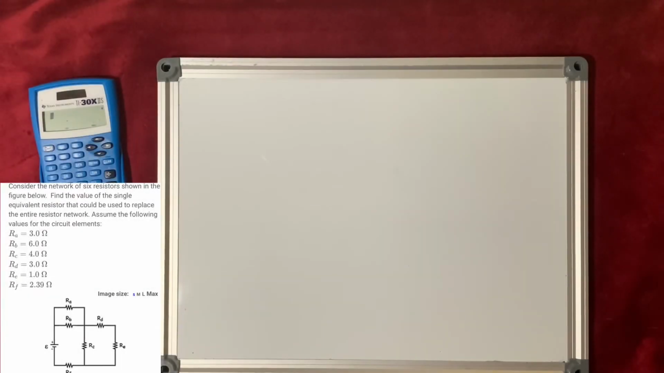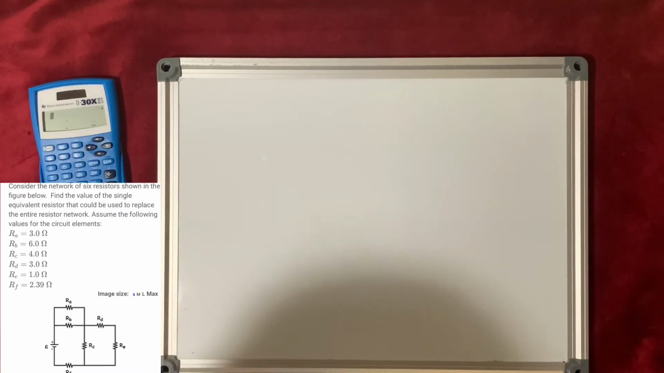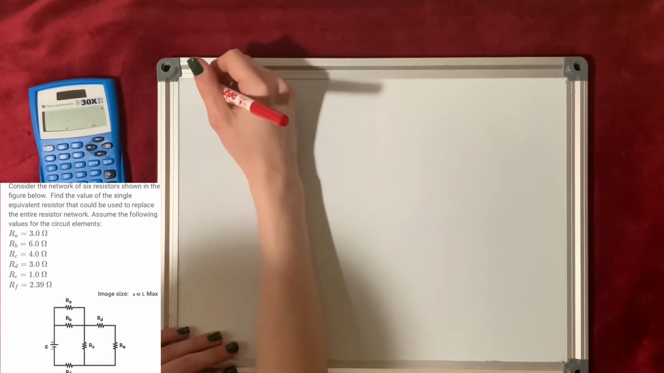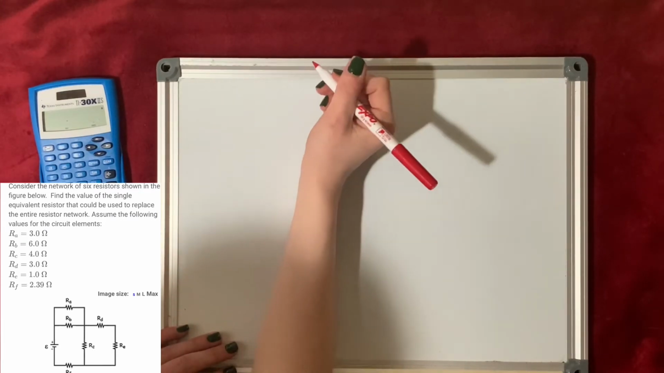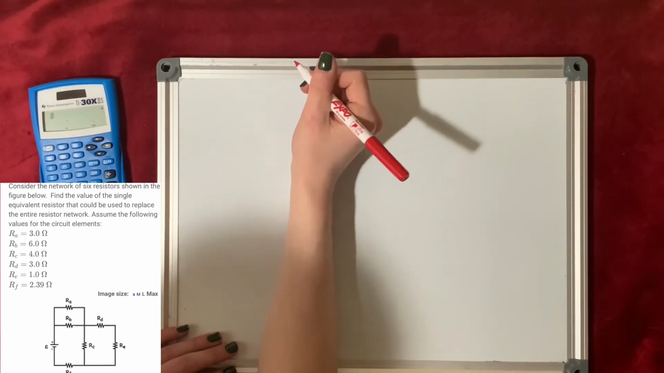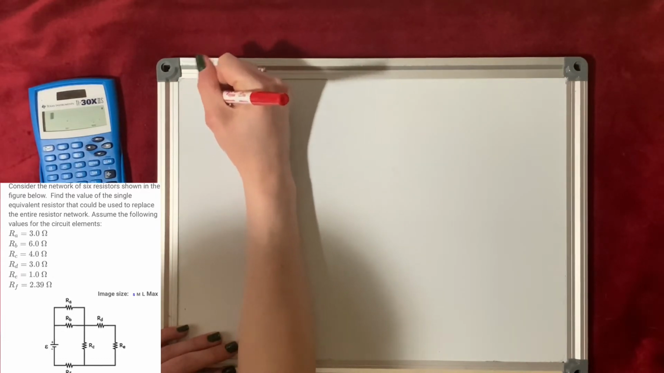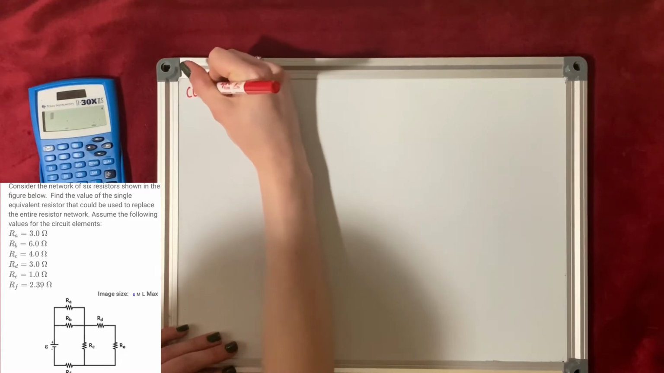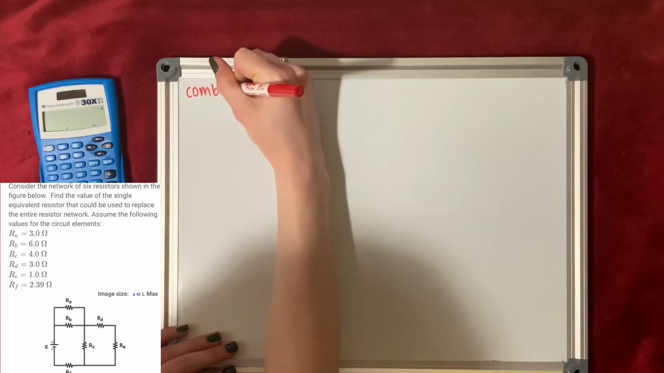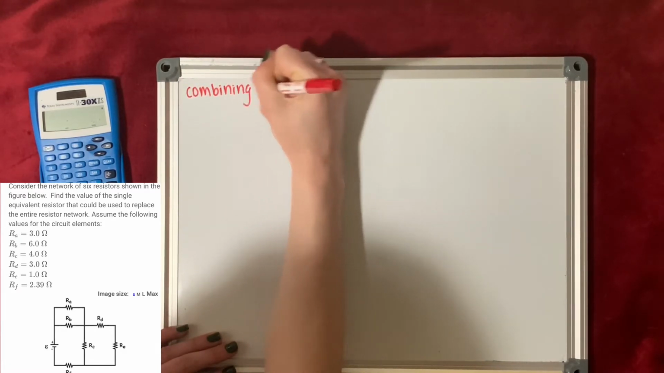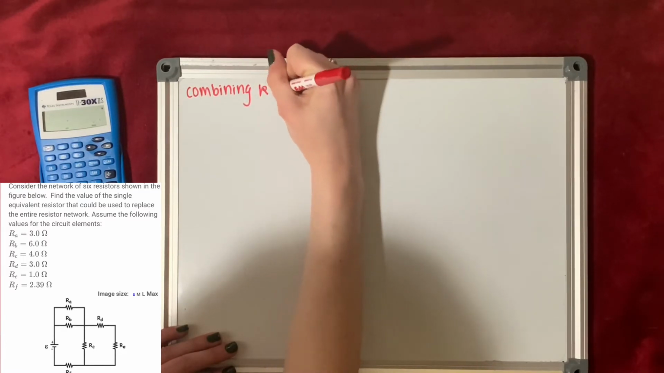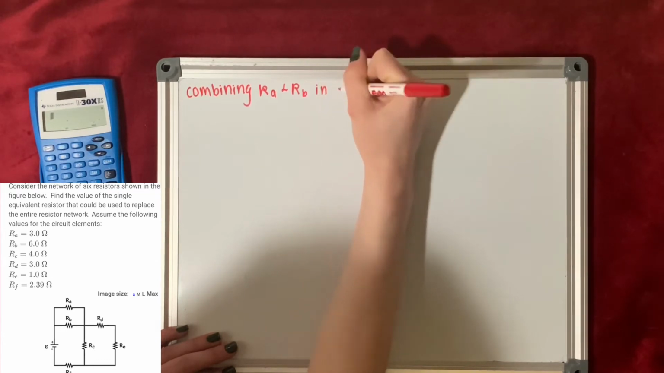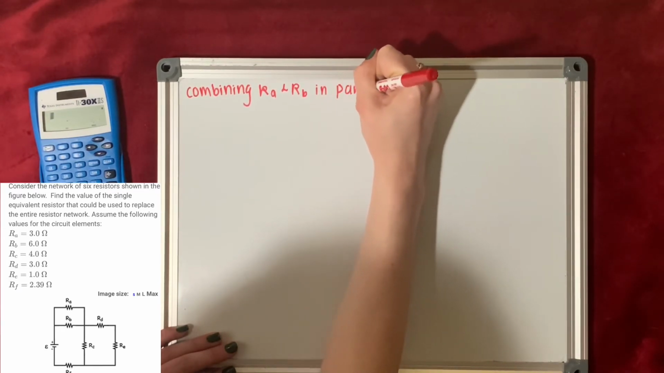Next it says consider the network of 6 resistors shown in the figure below. Find the value of the single equivalent resistor that could be used to replace the entire resistor network. Assume the following values for the circuit elements. Okay, so we'll begin by combining RA and RB in parallel.